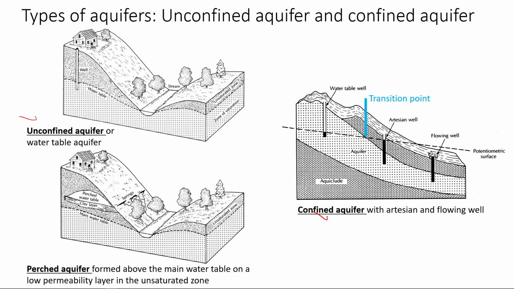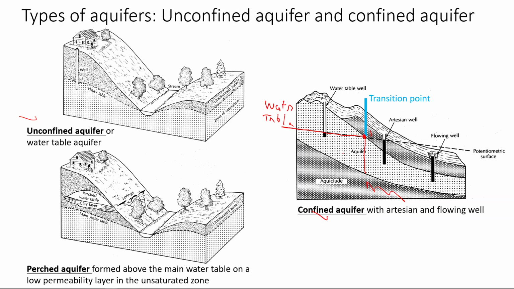The unconfined aquifer has a water table, and it is directly connected to the land surface. The confined aquifer has a potentiometric surface and it is not directly connected to the land surface. So here you have a confining layer, and here you have a confining layer. This part of the aquifer is the transition point, because this is your potentiometric surface, so here is the zero gauge pressure. So this is the water table here.